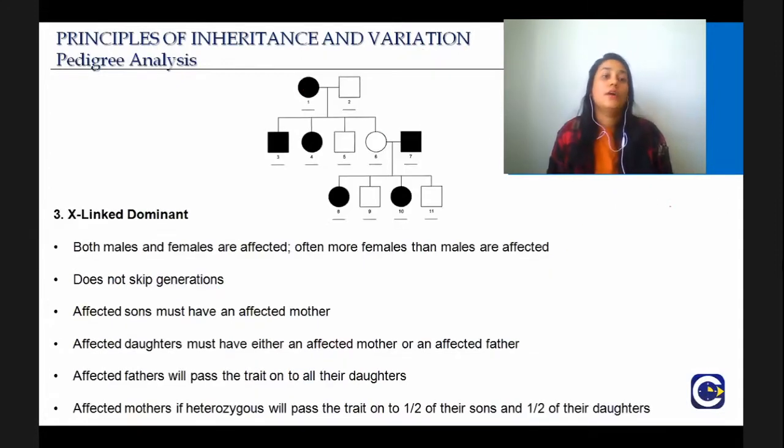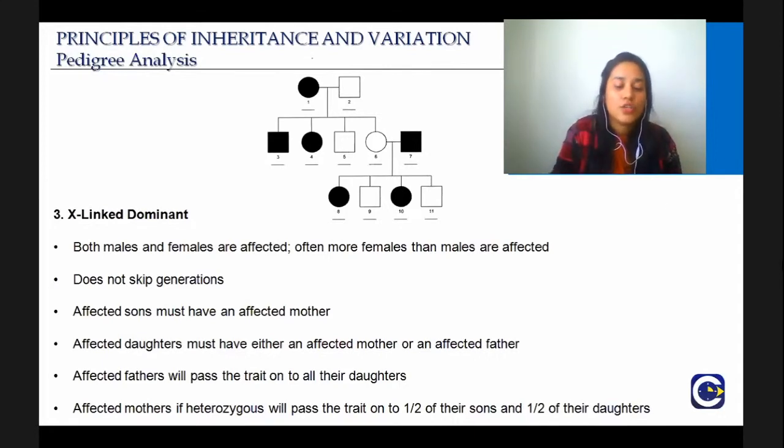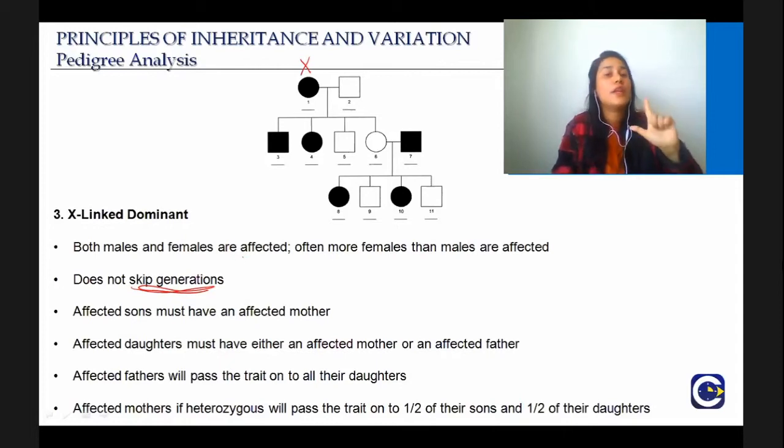So now we talk about X-linked dominant. And again, you have to be very careful between autosomal dominant and X-linked dominant. So in this case, what happens? Both males and females are affected, and often more females than males are affected. Okay, it is an X-linked dominant trait. It does not skip generations. So both autosomal dominant and X-linked dominant will not skip generations. Why? Because individuals cannot be born to unaffected parents.